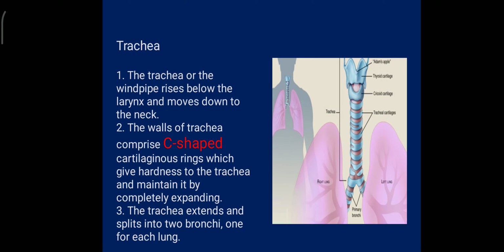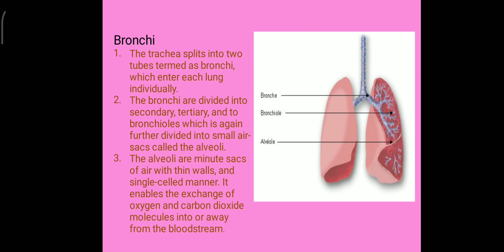Right? So the trachea is also called a windpipe. We can find it next towards the larynx. And if you see the trachea, you can see the C-shaped cartilaginous ring. Right? The next part we are going to see is about the bronchi.